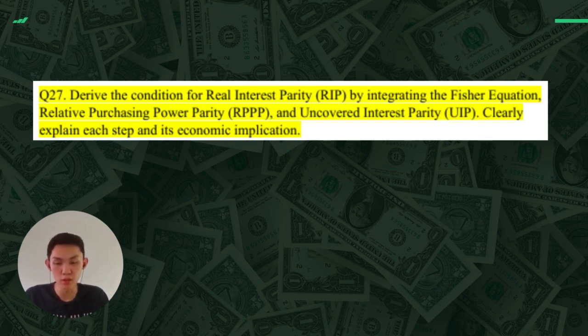So the real interest parity, the RIP, must hold across the countries when the Fisher equation, the RPPP, and also the UIP hold.